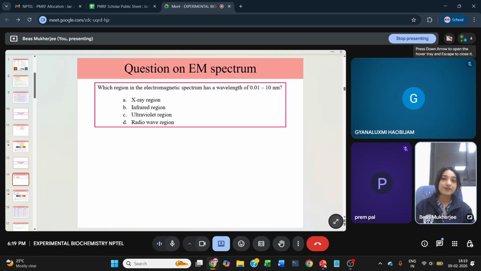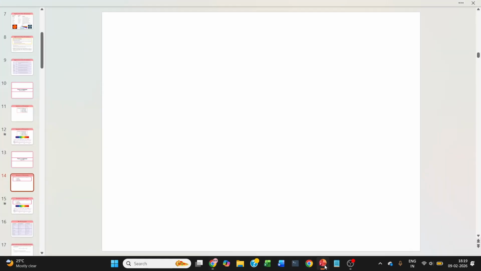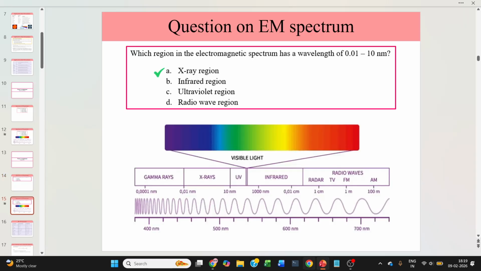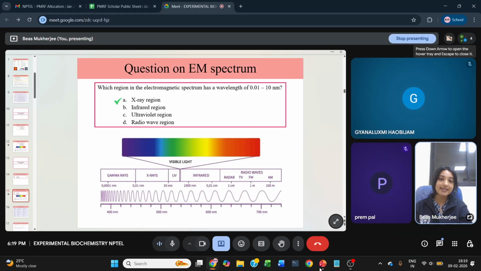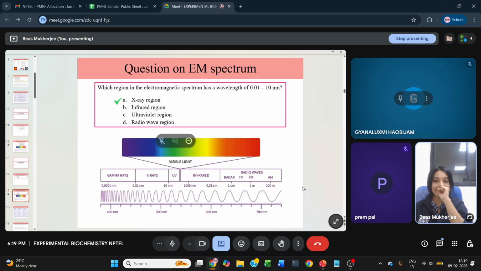You can try answering whether it is X-ray, infrared region, ultraviolet region or radio wave region. Okay, so you are saying that it is A. Let's see. Yes, that is correct. X-ray is the right answer. X-ray ranges from 0.01 nanometer to 10 nanometers.